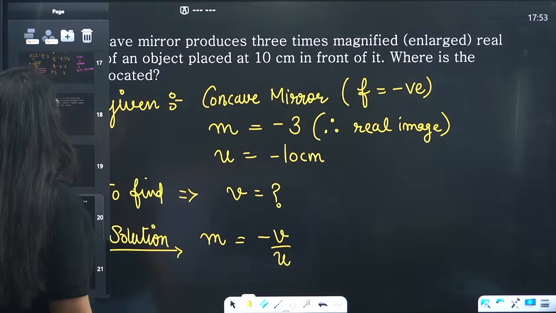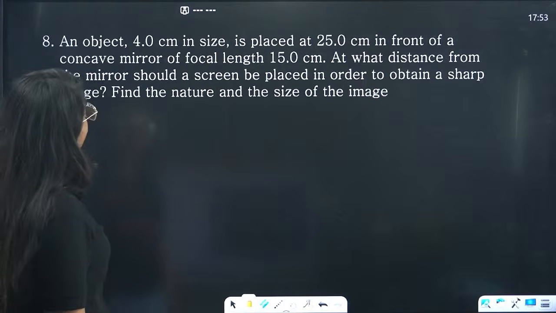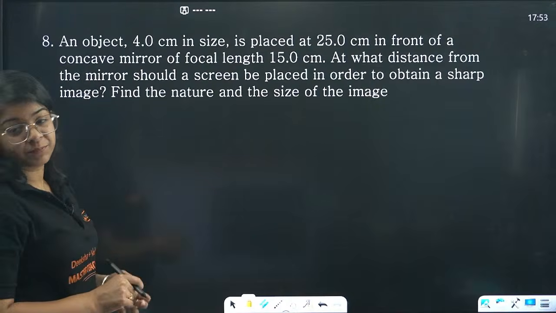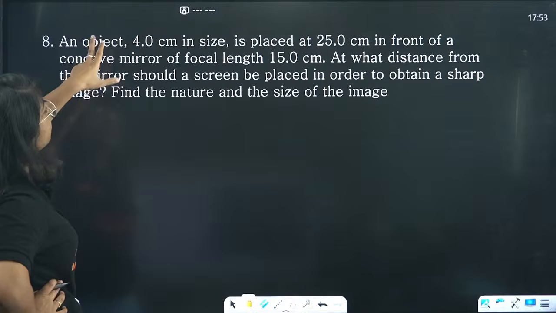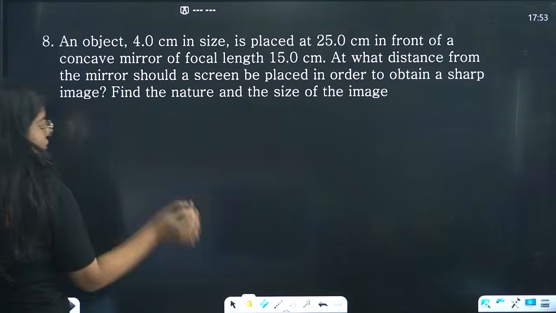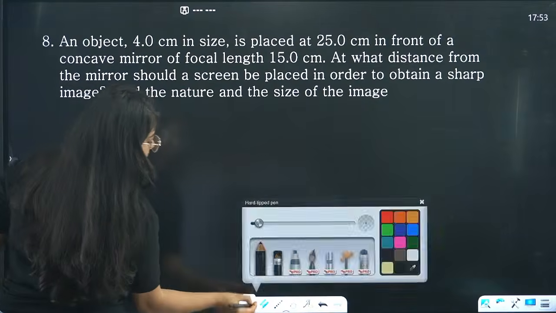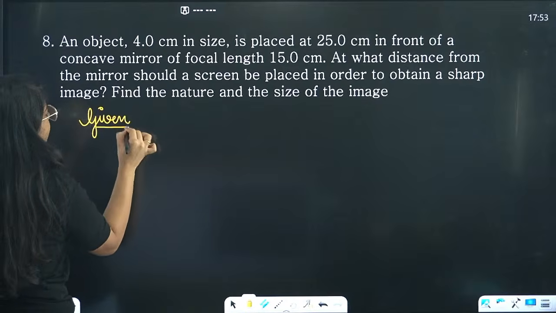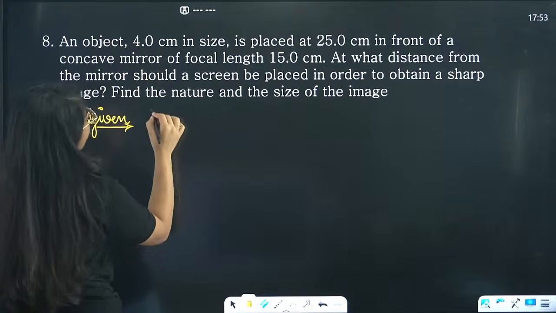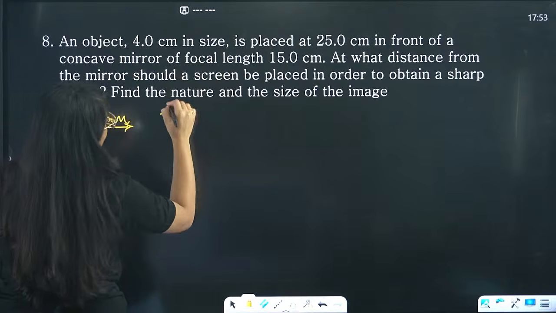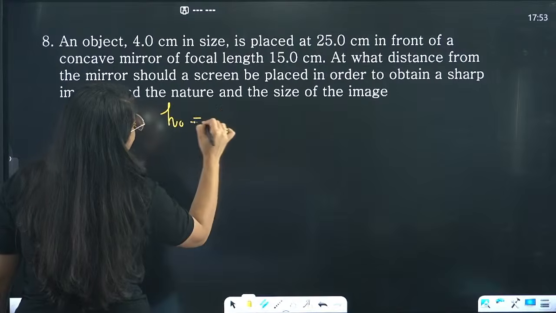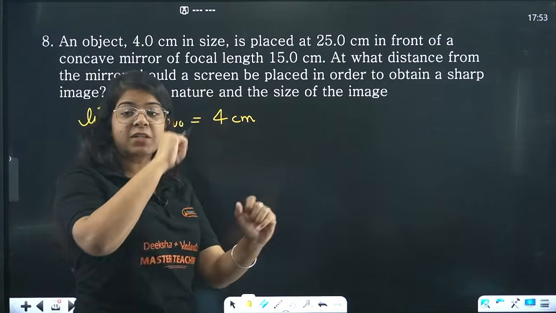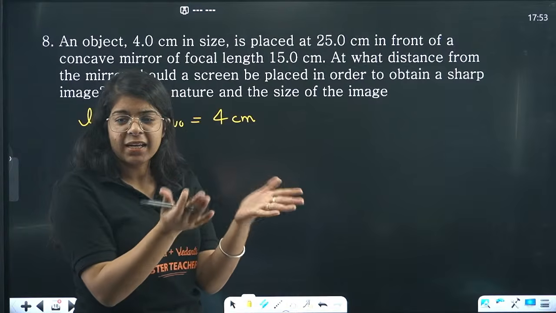Okay. Now, last question of the day, everyone. It's a little bit hard, so make sure you read it very carefully. Now, an object 4 centimeter in size. So what will we do? We'll write the given conditions. An object 4 centimeter in size. So height of object is given, that is 4 centimeter. And object is always on upper side of principal axis, so it is positive, right?